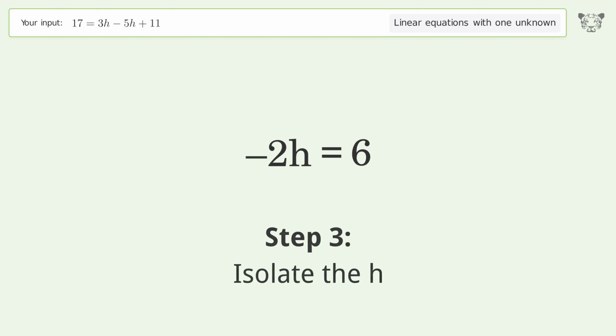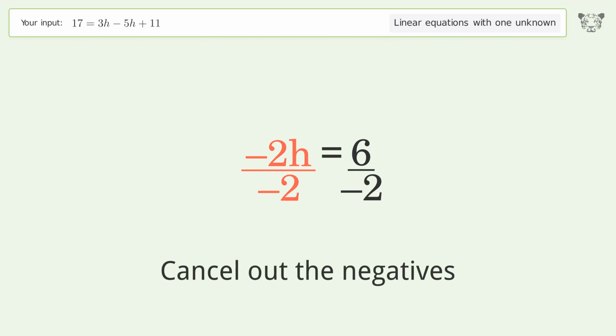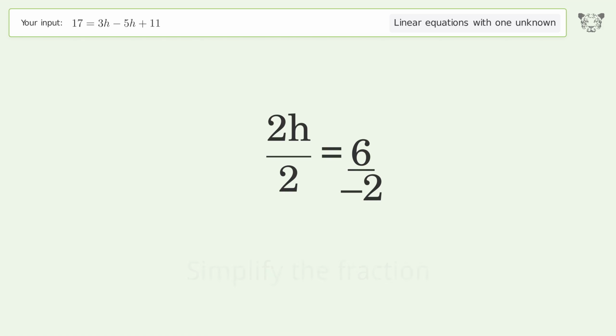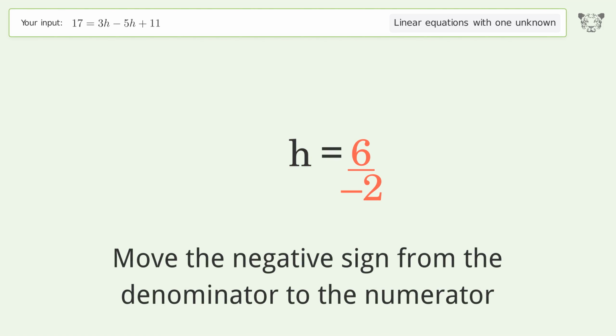Isolate the h. Divide both sides by -2. Cancel out the negatives. Simplify the fraction. Move the negative sign from the denominator to the numerator.